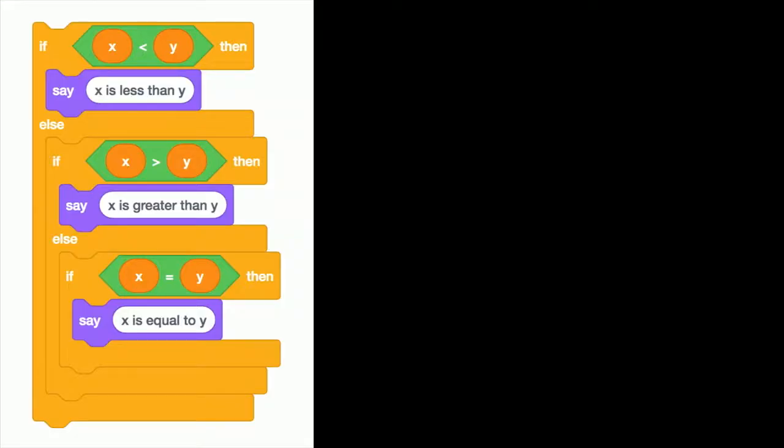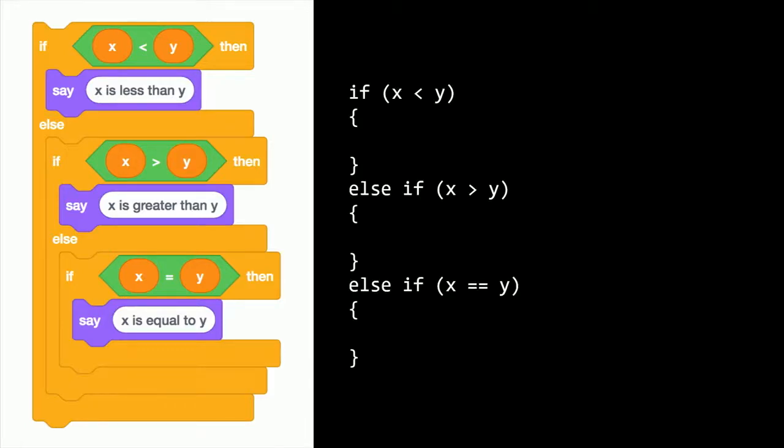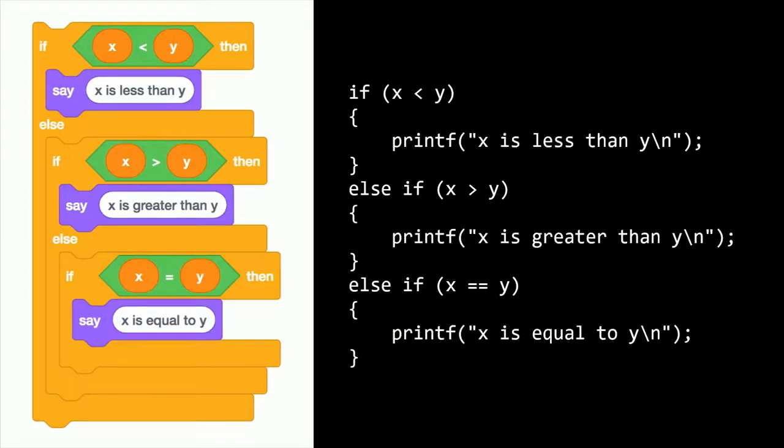If, else if, else if. Now notice we're just kind of reusing the if, else if block and then another if block down here. Turns out in C, it's almost a little easier. You can literally just say this. If x is less than y, do this with curly braces. Else if x is greater than y, do this in curly braces. Else if x equals equals y, do this in curly braces. And what do you want to do in each case? Different printfs based on the messages that we want to display.